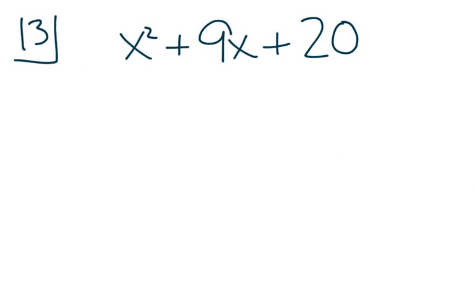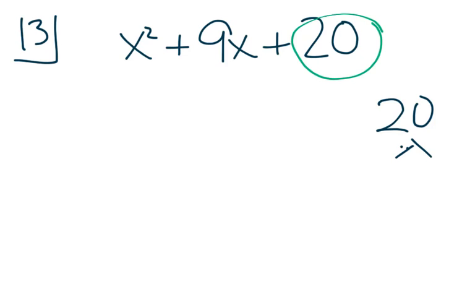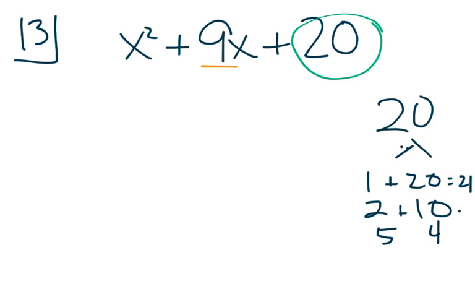Okay, so number 13, our last number is 20, and what that means is we want to figure out what two numbers multiply to equal 20 and add to equal 9. So we have 1 times 20, 2 times 10, 5 times 4, and that's about it. So 1 plus 20 is 21, 2 plus 10 is 12, and 5 plus 4 is 9. So these are our two numbers, 5 and 4.